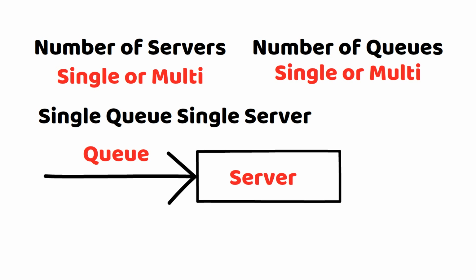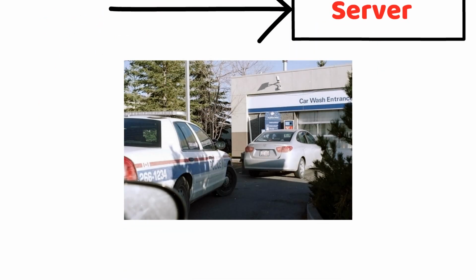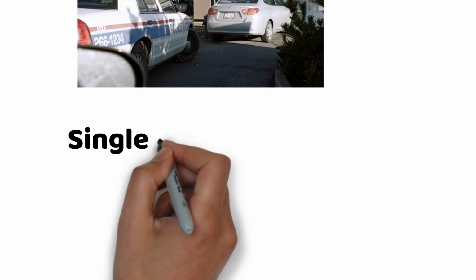As soon as a customer is attended to, they receive full service. For example, an automated car wash. Number 2, single queue, multi-server.